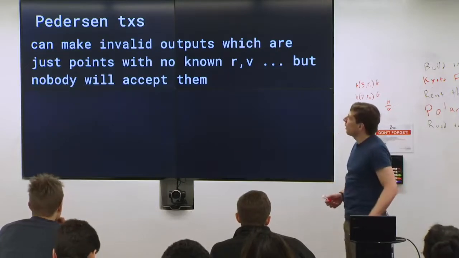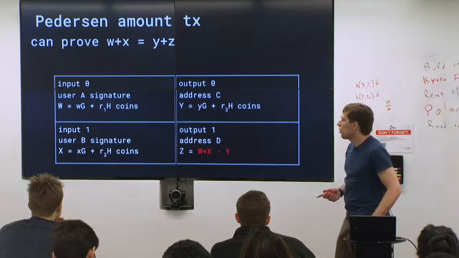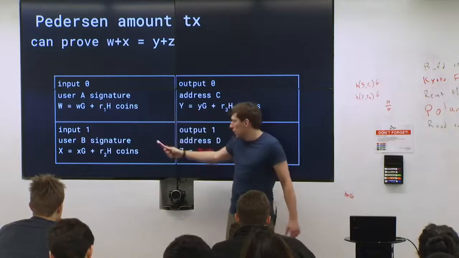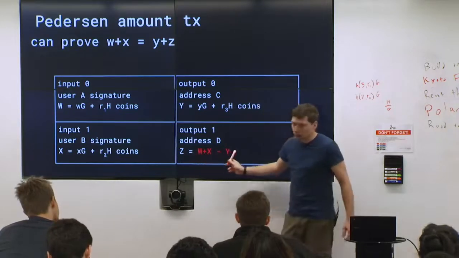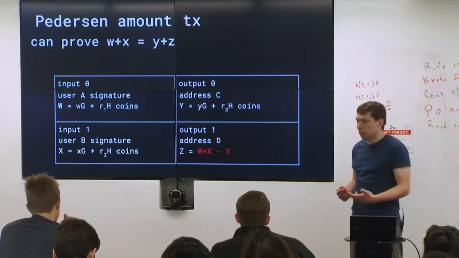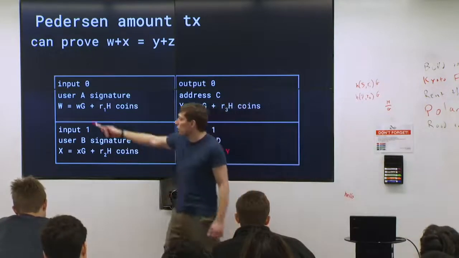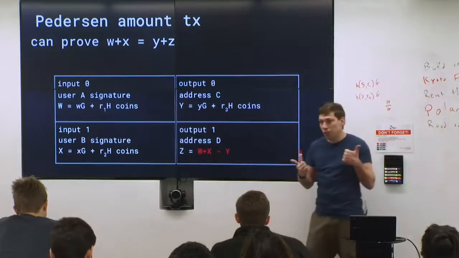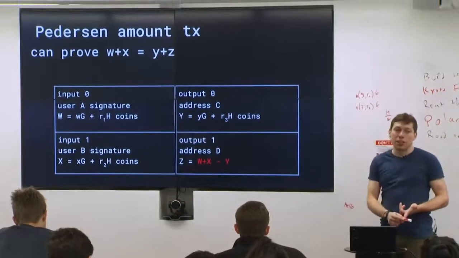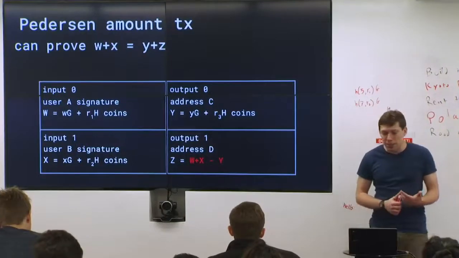You can make invalid outputs, which are just points with no known R and V, but nobody should accept those, right? So you could just do this, where there is no commitment here. Maybe these have valid commitments, but this is just a point, which is W plus X minus Y. And there's no known R values or Z or V values for these things. And from the network's point of view, this will still be valid, right? The network's just saying, well, W plus X equals Y plus Z. We're good. But then anyone accepting that transaction, you're not going to be able to give them an R value. And so they're not going to say this is actual money. So this is possible, but it's not a huge problem.